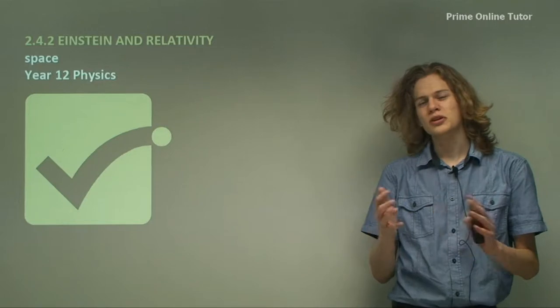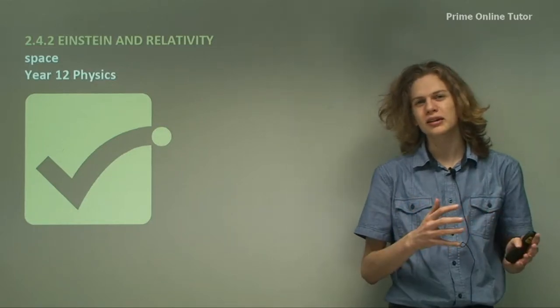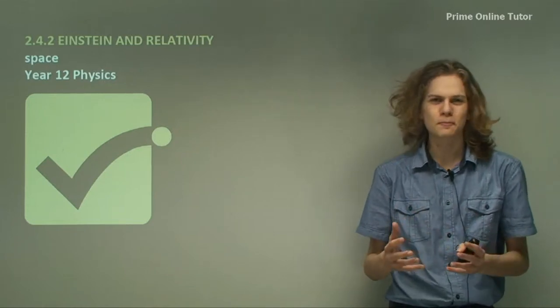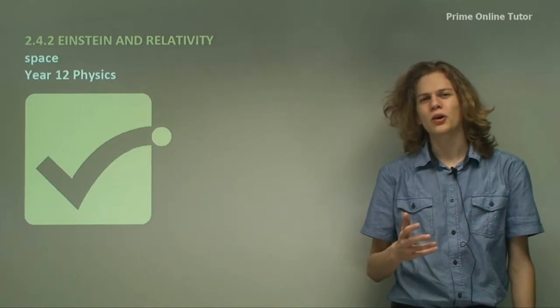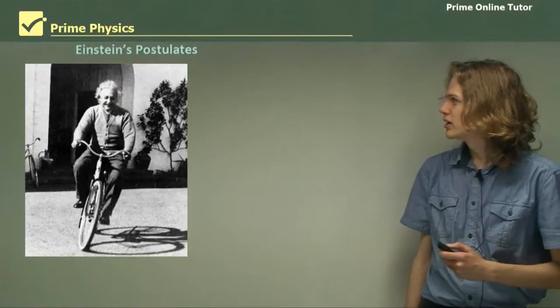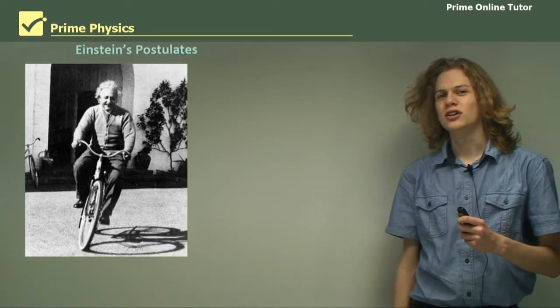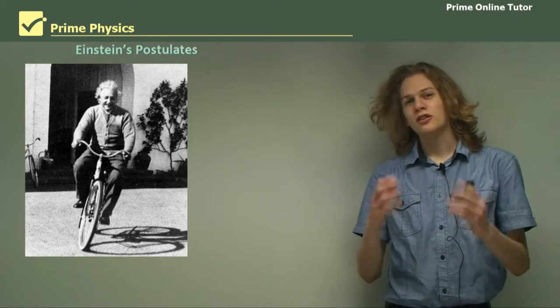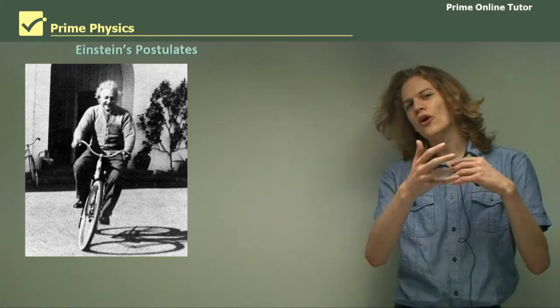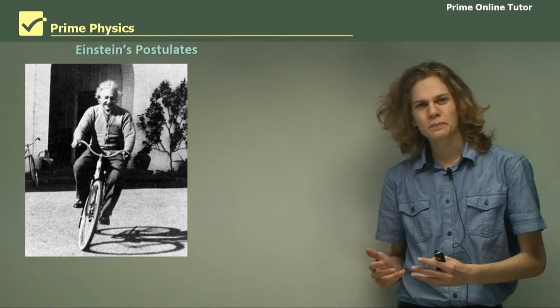So using the special theory of relativity, we can explain some of the effects that happen when we move at very fast speeds. And we can also see why the ether is not necessary. To begin with, we'll be talking about Einstein's postulates. These are three assumptions that Einstein made in order to work out his theory of relativity.